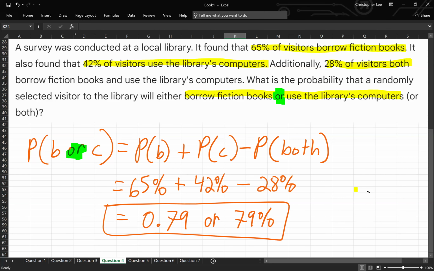Together, A and B is 28. Any questions on this? We're good? All right, let's keep it moving then.